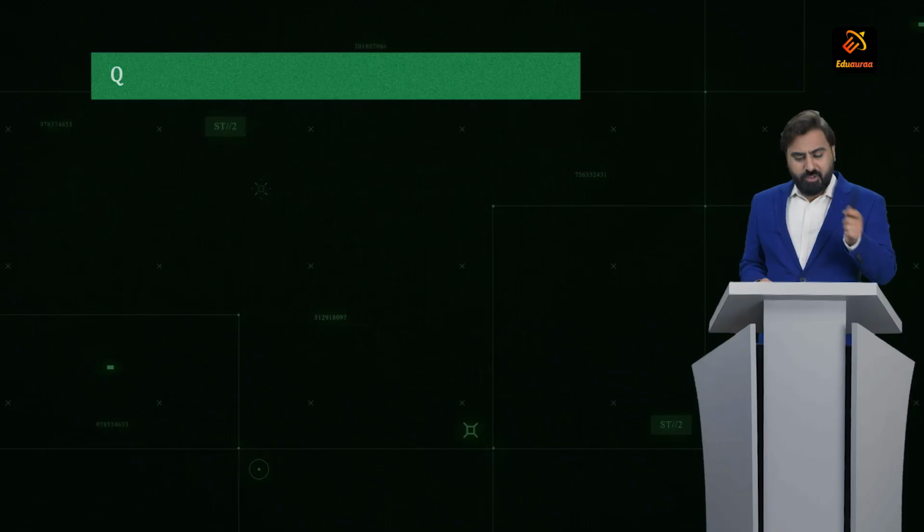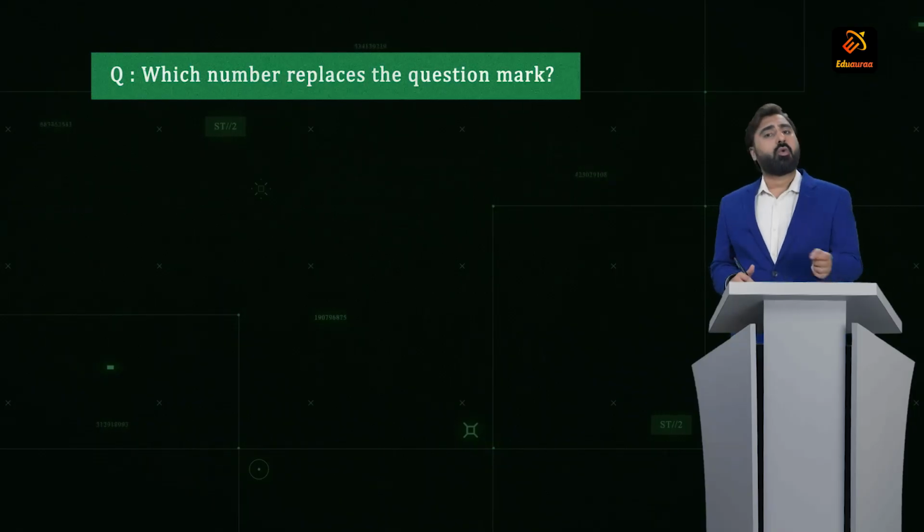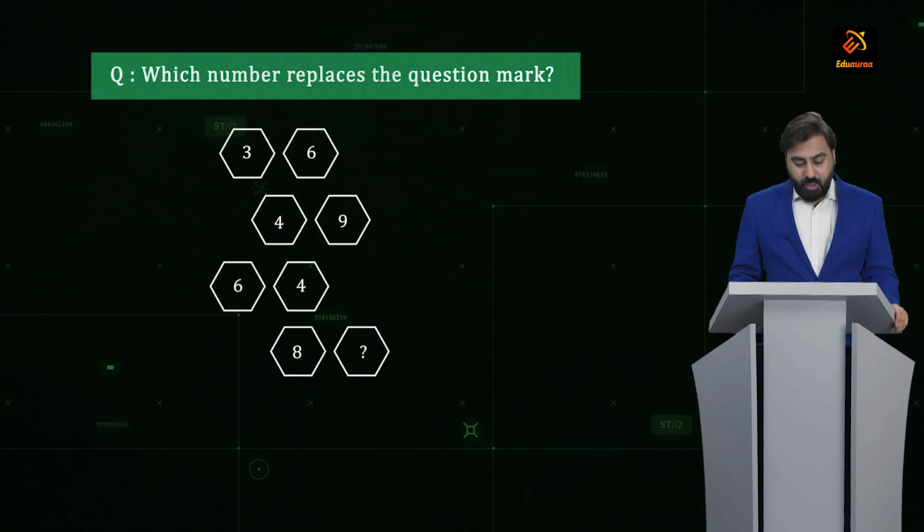Moving on to the next question, students. The next question is, which number replaces the question mark? And the diagram given to us is 3, 6, 4, 9, 6, 4, 8 and question mark. Now students, very easy.